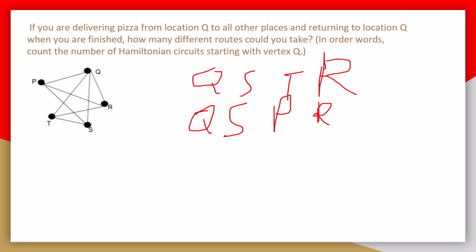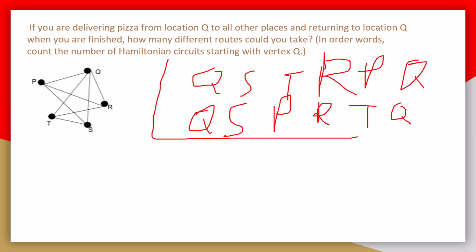And now after it goes to R, now here's the difference. If it already came from P, then it goes to T and then Q. But if it started at T, then it'll go to P and then Q. So now we have the 2 that start with S that go QS. So that's 6. We've done the QP, QR, and QS.